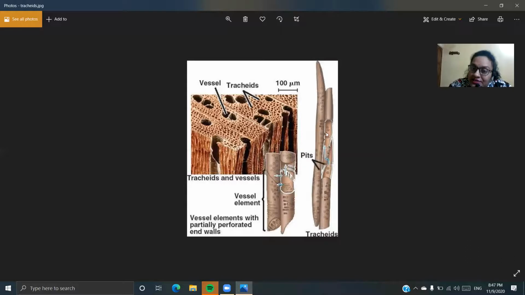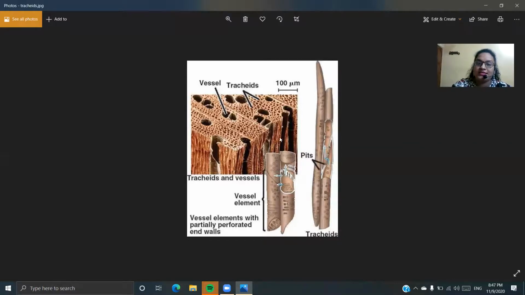Remember that the adjacent tracheids that you are seeing here have pits, and each pit has a complementary pit in the adjacent tracheid. These complementary pits form the pit pairs. These pit pairs allow the conduction of water between the adjacent tracheids. So the flow of the water is going to be as such.